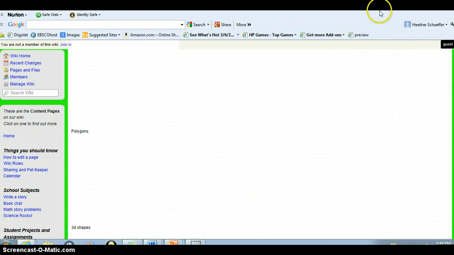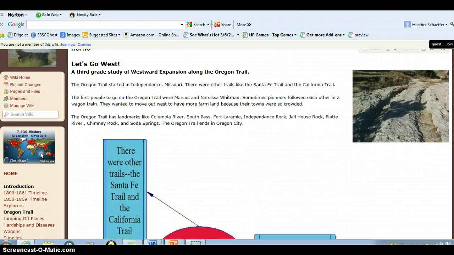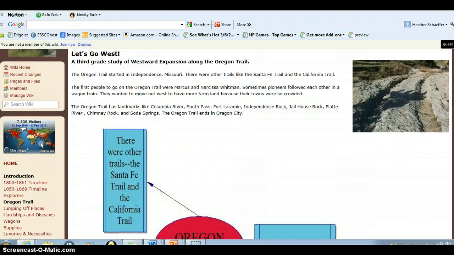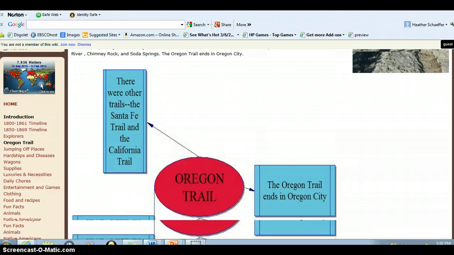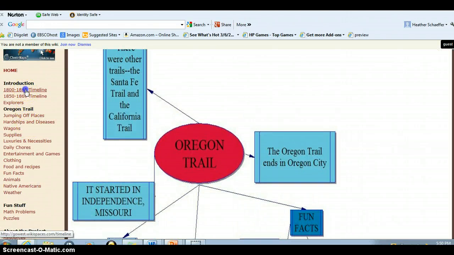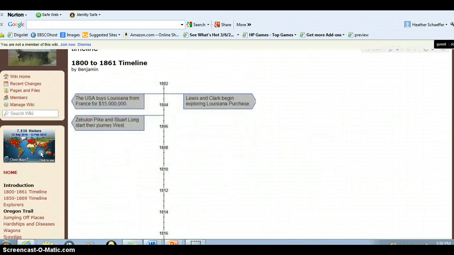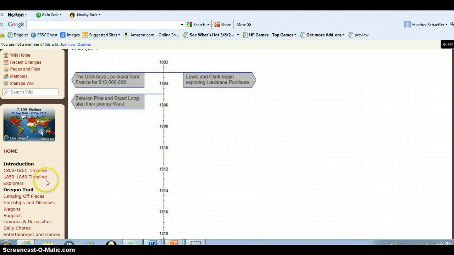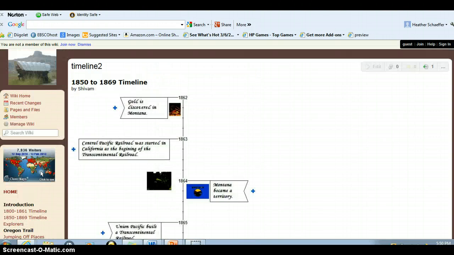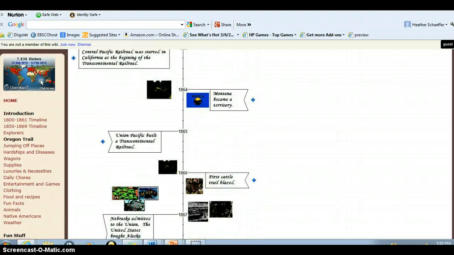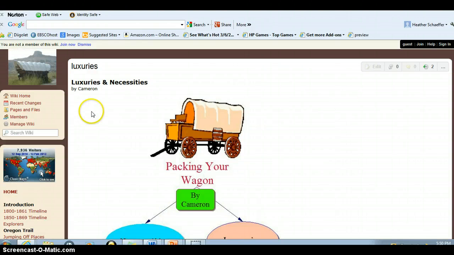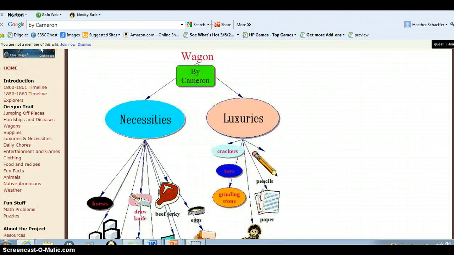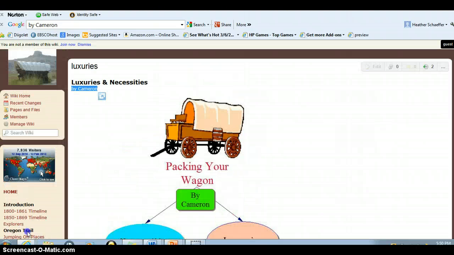So here's an example of a more topic-specific wiki created by a third grade class. The entire class worked together and explored the westward expansion along the Oregon Trail. They created the timelines using a different internet tool and were able to upload them onto here. Students had different subjects, so you can see who did what. He created a graphic organizer and was able to upload it.